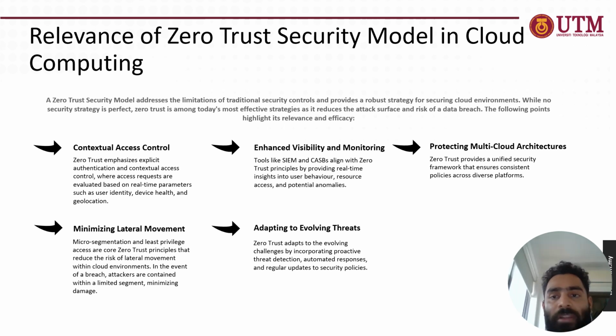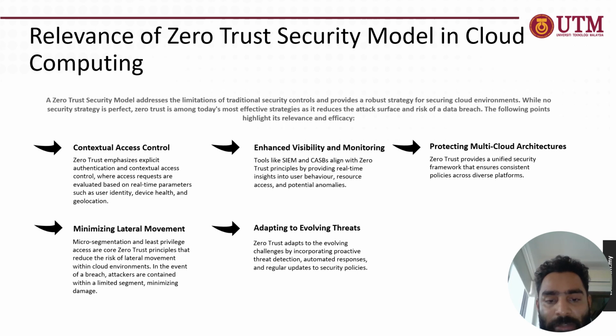When a breach happens, if we minimize the lateral movement, then the impact will be very small. Micro segmentation and least privilege access are core zero trust principles that reduce the risk of lateral movement within the cloud environment. In the event of a breach, the attacker is contained within a limited segment, minimizing the damage.